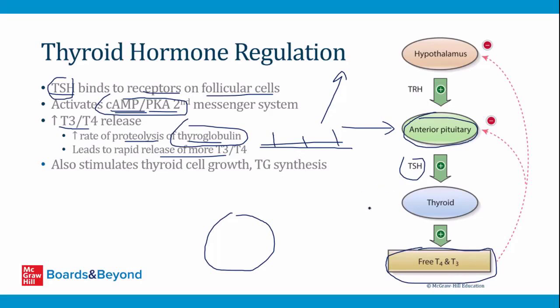In addition to TSH stimulating the thyroid gland to produce T4 and T3, it also stimulates growth of cells like follicular cells. It also stimulates the production of thyroglobulin. And so by doing all of these things, this leads to more T4 and T3 production. And that's how TSH works in the thyroid to produce more thyroid hormone for the body. And that concludes our module on thyroid anatomy and physiology.